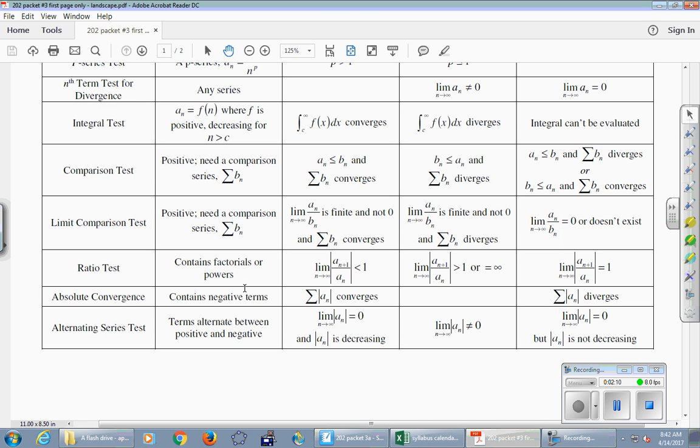Today, we're going to tackle the next 3: comparison test, limit comparison test, and ratio test. And then 2 more Wednesday next week, and then that'll be the end of the list of tests.